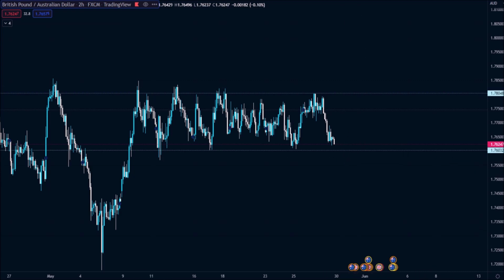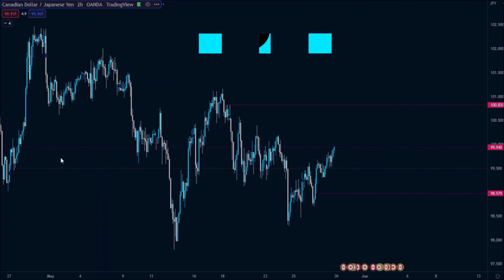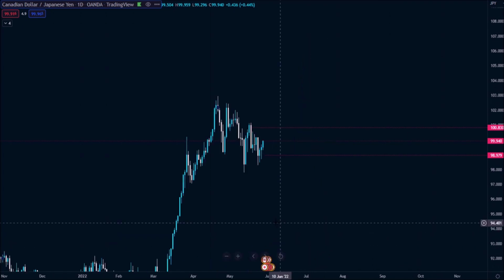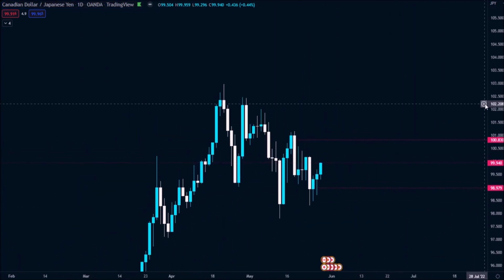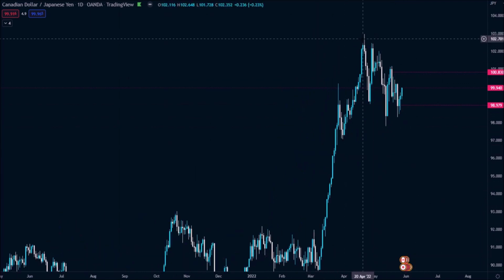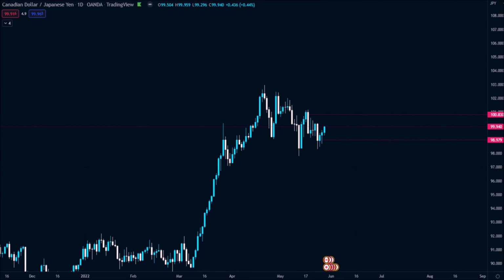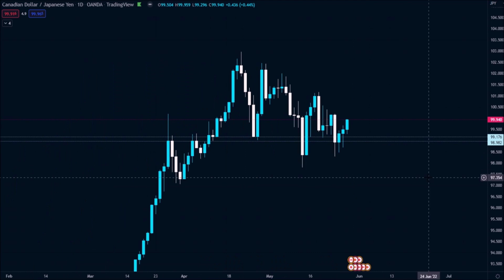I'm going to finish with CADJPY. Let's put that in. Let's look on the daily. I mean, bullish CADJPY, if you actually zoom out, we've had this huge run and this pullback, and I'm actually looking to get involved for the pullback, as you would have heard me speak about in the last trading forecast. I do have this level that I was looking at on the daily.